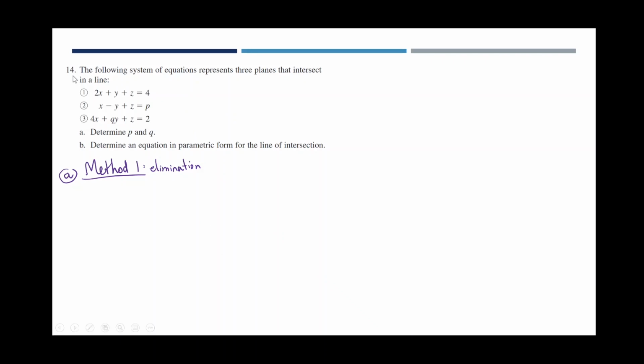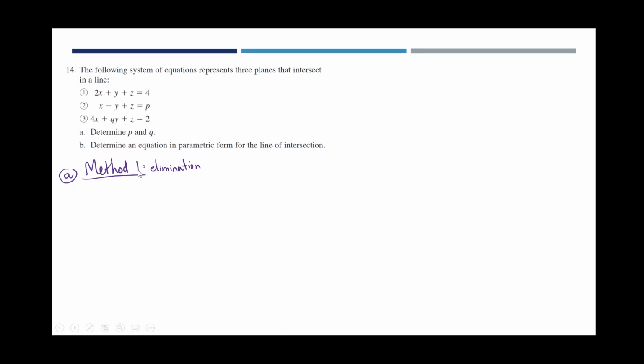I think this was day 7. I'm going to do it in 2 different ways. It says here, the following system of equations represents 3 planes that intersect in a line. What we don't know about these equations is that there's a known p-value and this unknown coefficient q. So part A is to find these constants p and q.